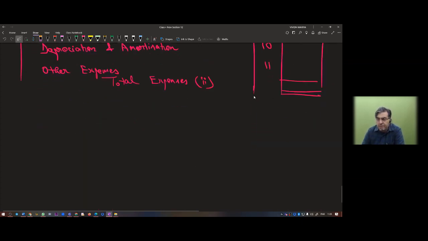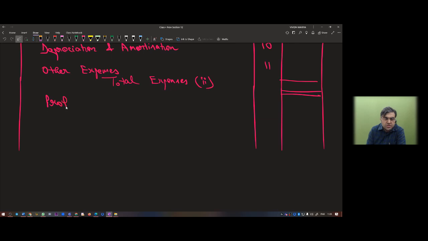And if we compare the total expenses with the total income, we will come to know profit before tax. Taxation is not there in the question, so I will say profit for the year. Basically, this is PBT, profit before tax.